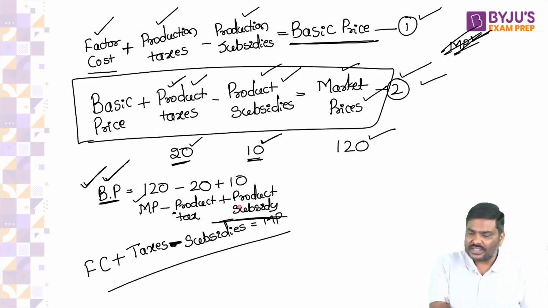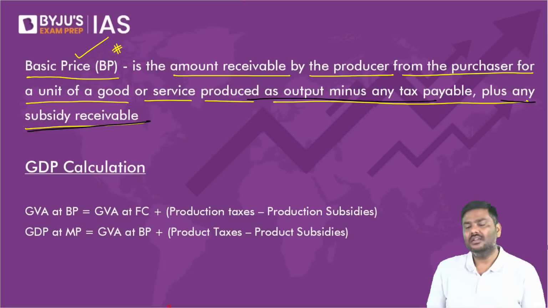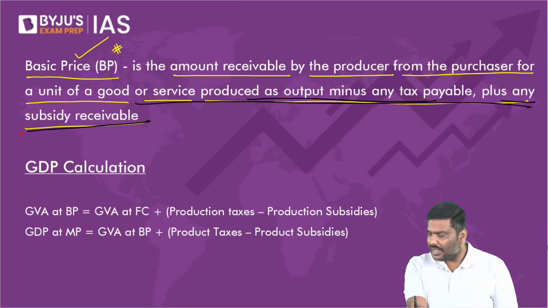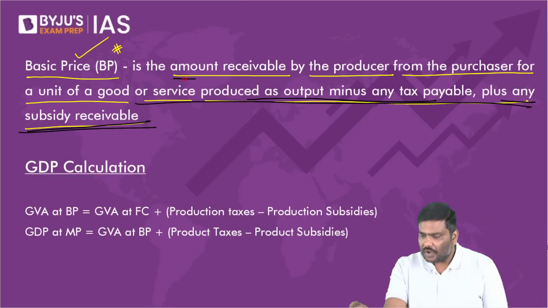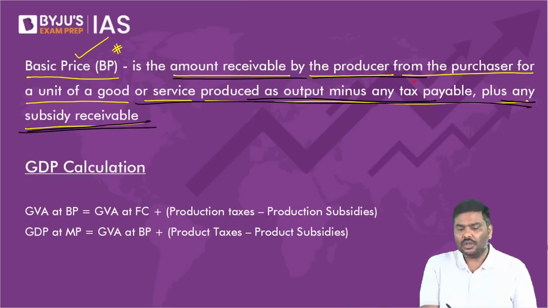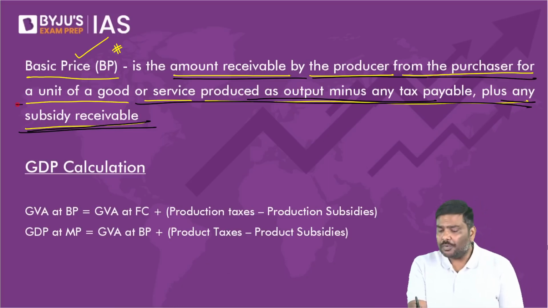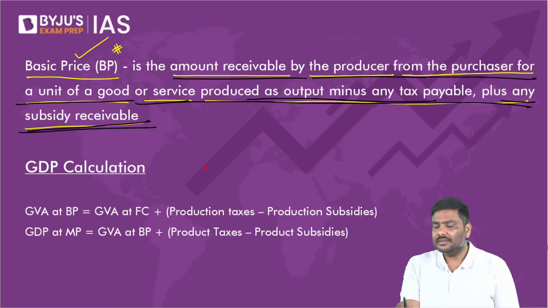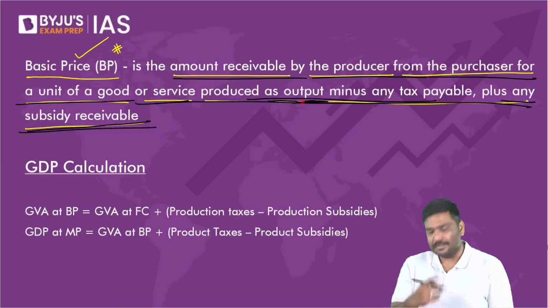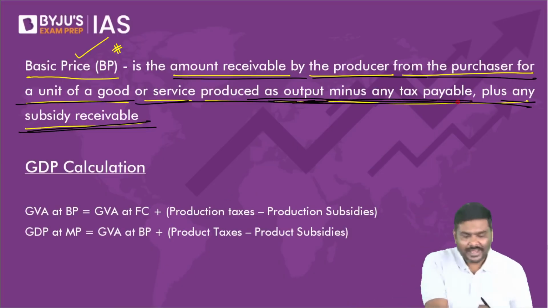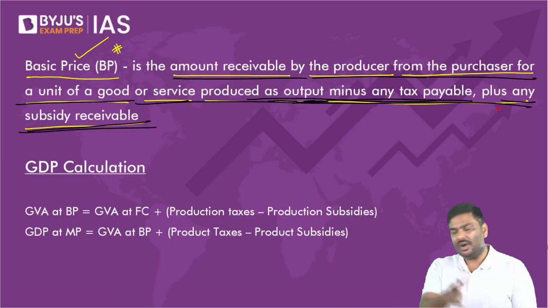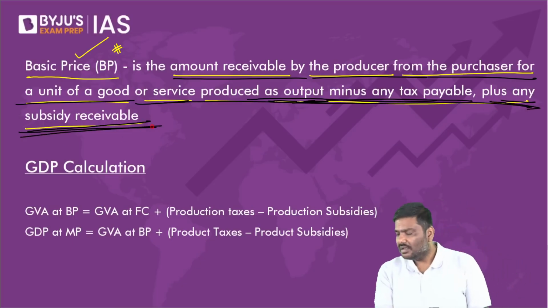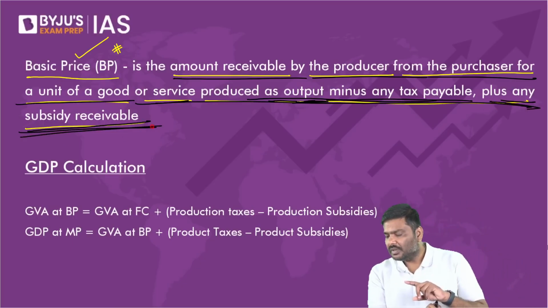Please see what is given in the definition here. It is the amount receivable by the producer from the purchaser for a unit of a good or a service as output. That is market price minus any tax, that is a product tax, plus any product subsidy. That is what is given in the formula as well. Any problem now?